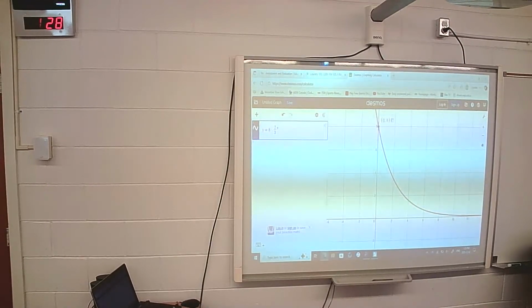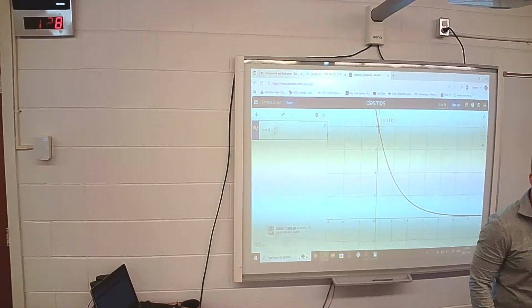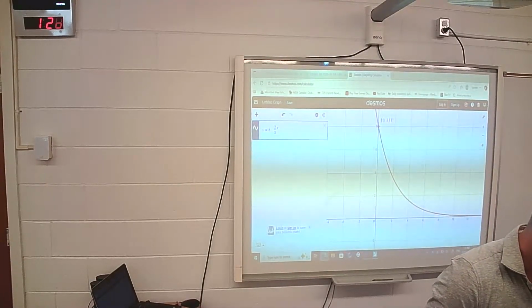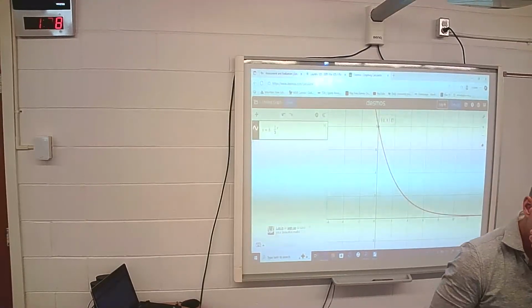Whether this function is increasing or decreasing. This function is decreasing. As x gets larger, y gets smaller. There you have it. That's all I need to do. Flip to 7.3 now.